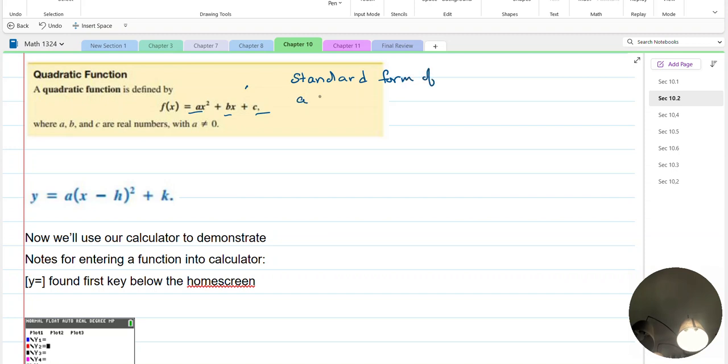Of a quadratic. And it is very vital that you understand that you'll have an A value, a B value, and a C value that are attached to those variable or number notations. And so now we're going to look at this form. This is the vertex form.